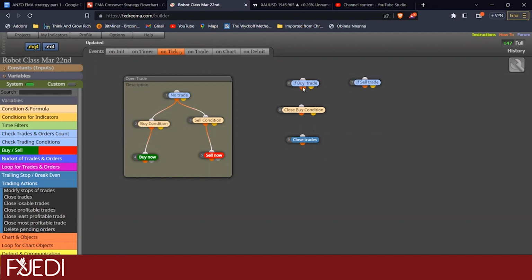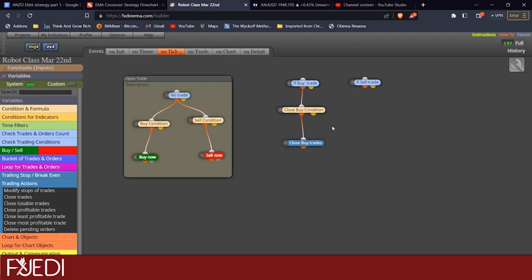So we drag this like so. That means if there's a buy trade, check this condition. If this condition is met, close buy. So let's edit this to say close buy trade. Okay. So I think it makes sense now. Now we do the same thing for sell.